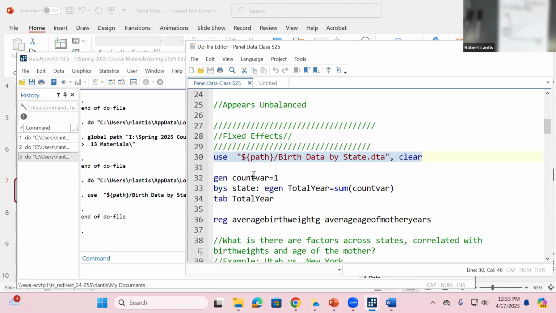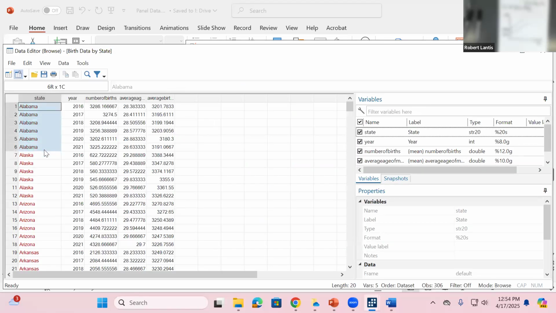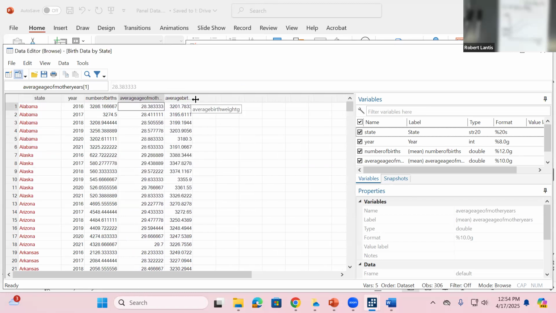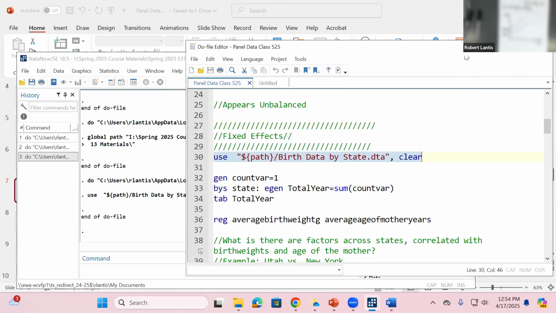Now, one thing we said last class: I've got all this data, a bunch of different states. It has their number of births, the average age of the mother, and the average birth weight, right? So every state, multiple points in time. Now, I would imagine I probably have every state recorded for every year.